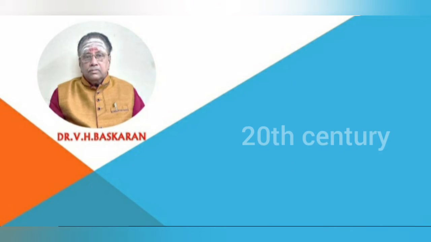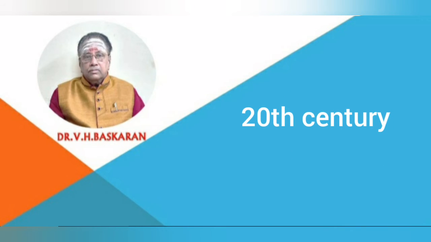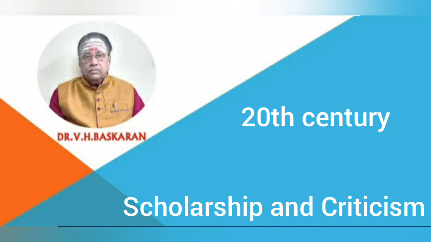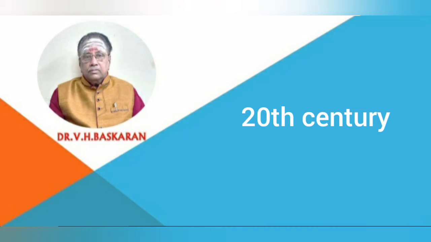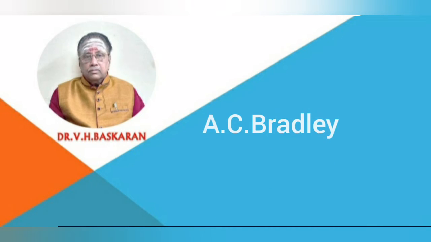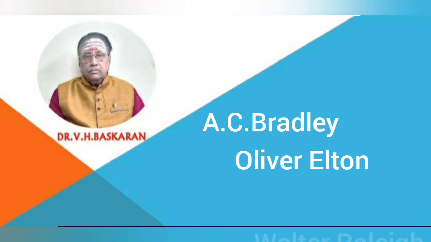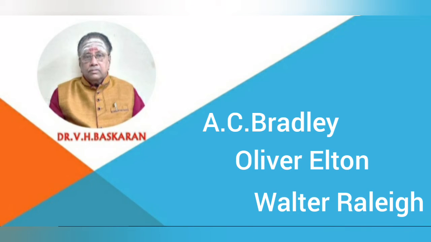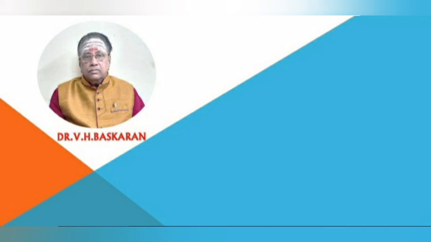In the beginning of the 20th century, scholarship and criticism were considered each other's antithesis. The scholastic criticism of A.C. Bradley, Oliver Elton, and Walter Raleigh did not go a long way in germinating the seeds of criticism of the immediate future. The new critics reacted violently against academic criticism.